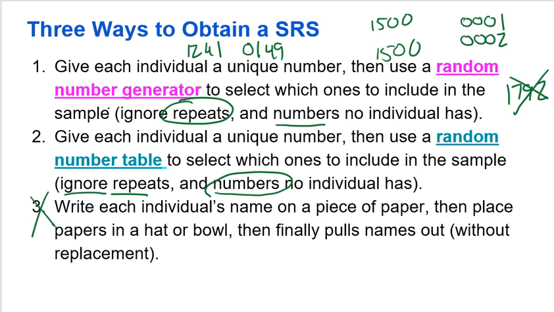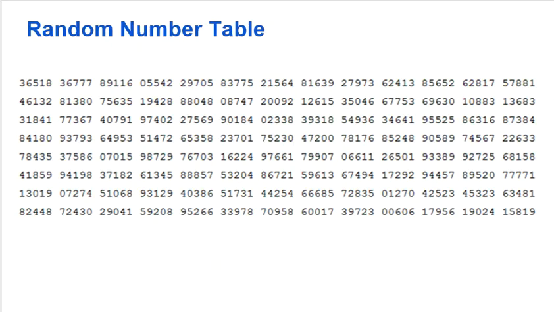We like to make it completely random using a number generator or a number table. So the process is very simple. Everybody gets a number. Ignore repeats, ignore numbers nobody has, and start picking numbers until you have the 40 you want. So here's an example of a random number table. It's literally just random numbers. I pulled this off the internet. But again, if I'm using numbers 0001 through 1500, a lot of numbers need to be skipped. So I'm going to look at 4-digit numbers.